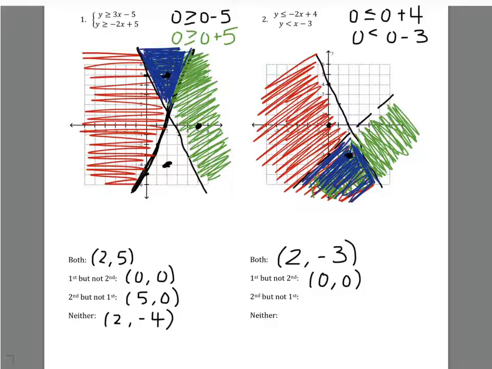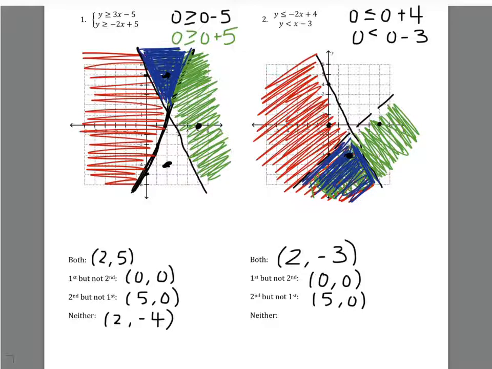Next, we have the second, but not the first. The second I used the color green. Which one would be a good candidate for this point? How about we choose 5, 0. You can choose any point as long as it falls in that region. So I'm just going to pick one point, 5, 0.